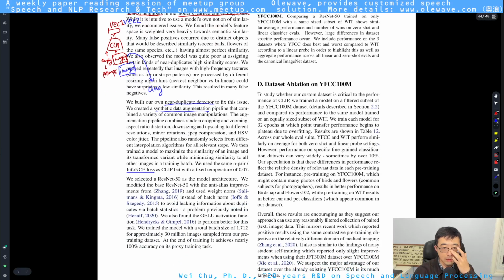Model architecture wise, these are some parameters like ResNet 50, GLU activation, things like this. These are trivial.